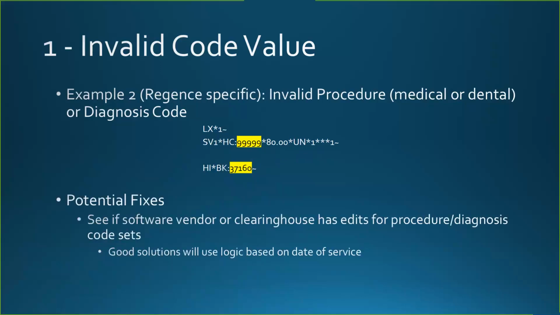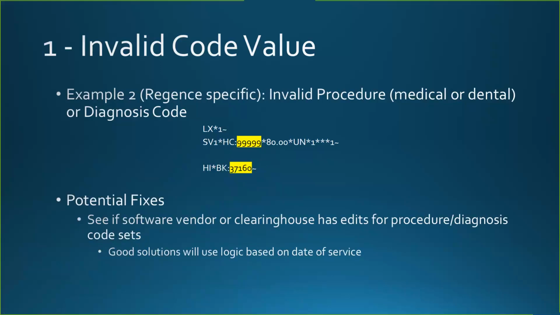of service. So one potential fix here is a lot of software vendors or clearinghouses do have edits for procedure and diagnosis code sets. And one thing to note is that good solutions will use date of service logic in determining if it's valid. This diagnosis code here is valid for dates of service before October 1st of 2015. So it is a valid diagnosis code, just not for current dates of service. So work with them and see if they can set those kinds of edits up.